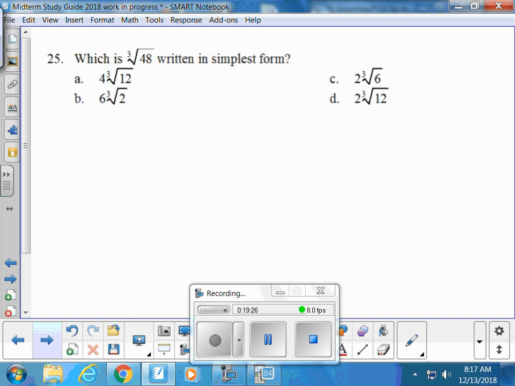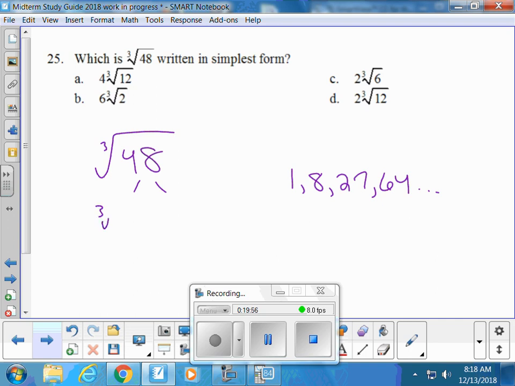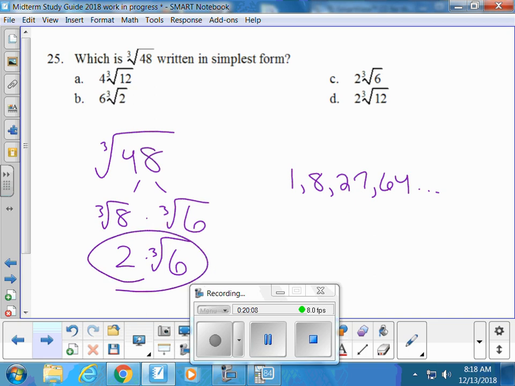Do the same thing on 25, but this time look for a perfect cube. So we want to break 48 down so that one is a perfect cube. Can you think of someone on your perfect cube list? Do you remember the perfect cube list? The perfect cubes were 1, 8, 27, 4 times 4 times 4, 64. Do you think any of those numbers will break down 48? 8. So it's going to be the cube root of 8 times the cube root of 6. Yeah, and the cube root of 8 equals 2. It's 2 cube root of 6.